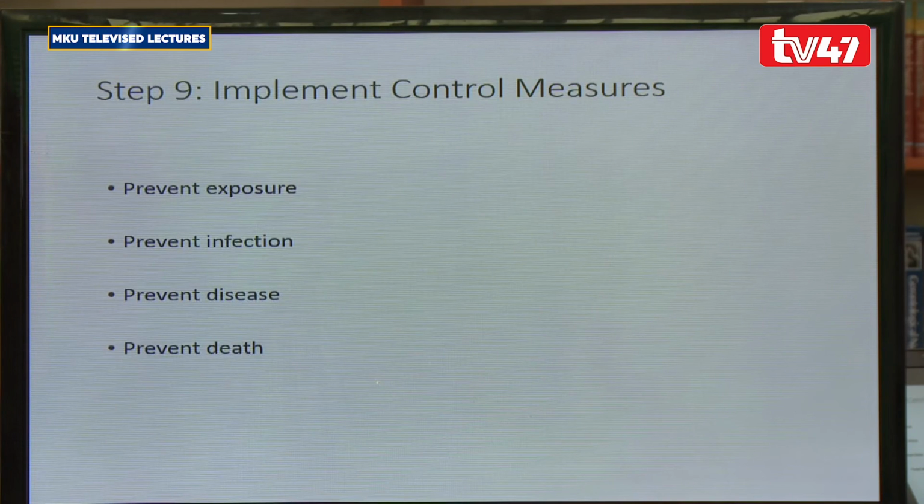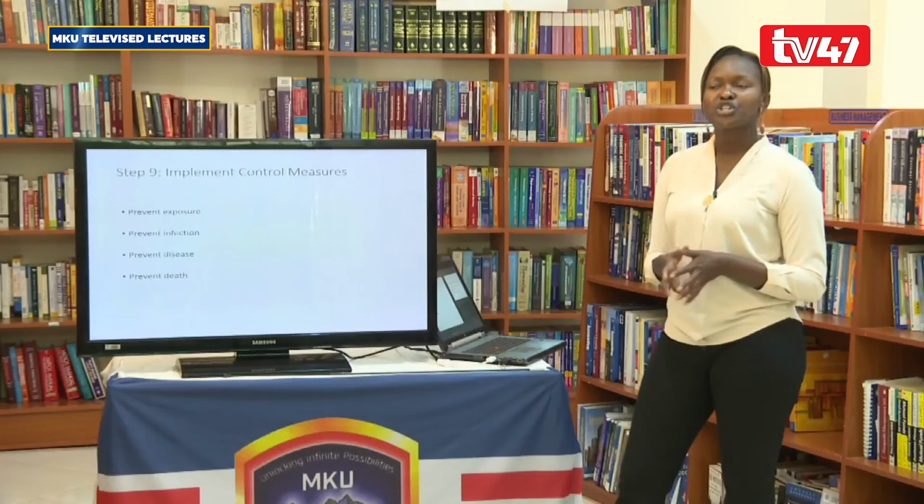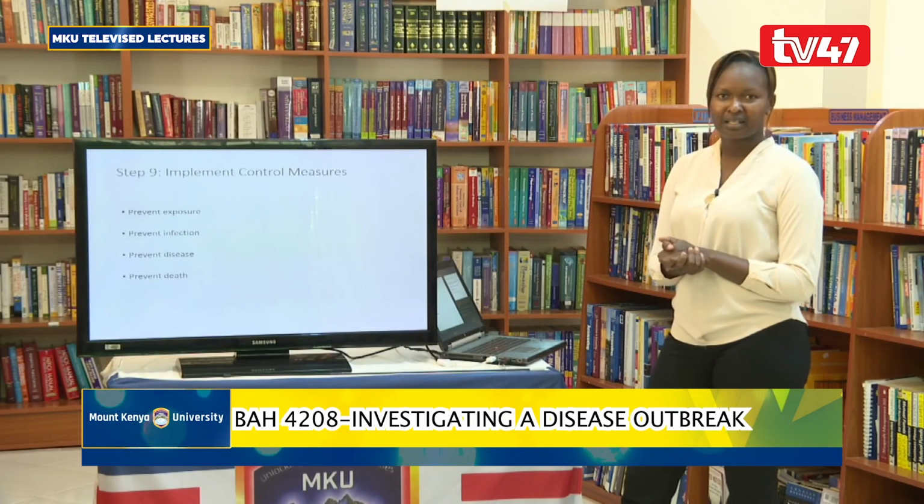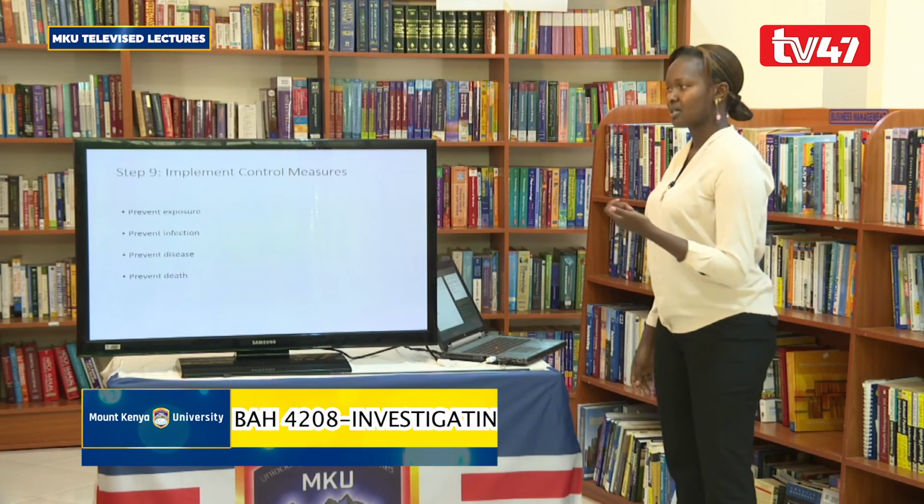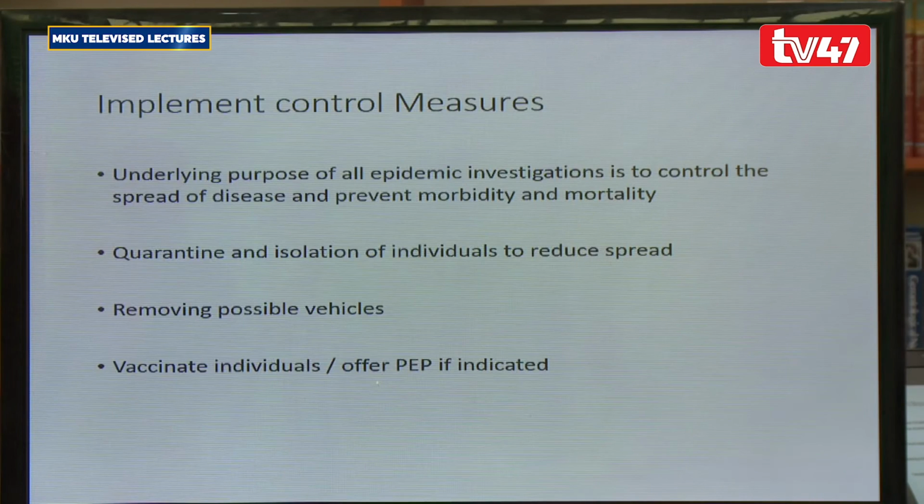Step number 9, you implement control measures. And the main reason for outbreak investigation is to prevent and control the disease. So prevent exposure, prevent infection, prevent the disease, and prevent death. For example, keep social distance for COVID-19 disease. Wash your hands, sanitize. Stay at home, quarantine yourself, isolate yourself, and if you do that, your chances of getting the disease will be minimal.